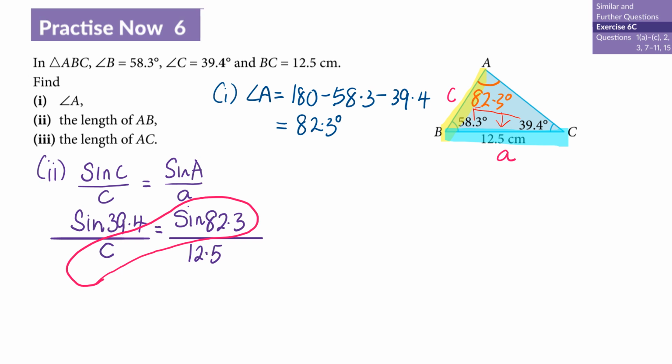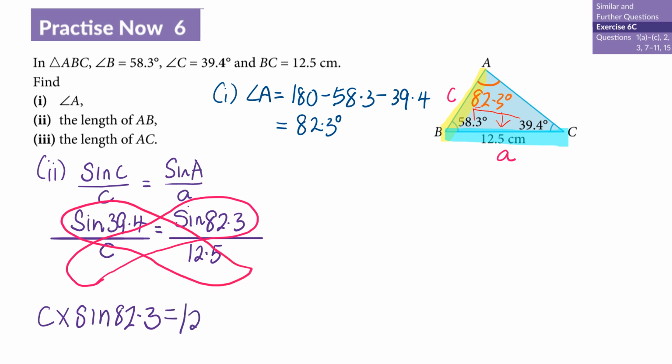Which is called the cross multiply method, where I'm just going to take C multiplied by sine 82.3 to give you the other direction, which is 12.5 times sine 39.4. This shortcut is very useful when you apply the sine rule. And then to find the value of C, you just divide both sides by sine 82.3.